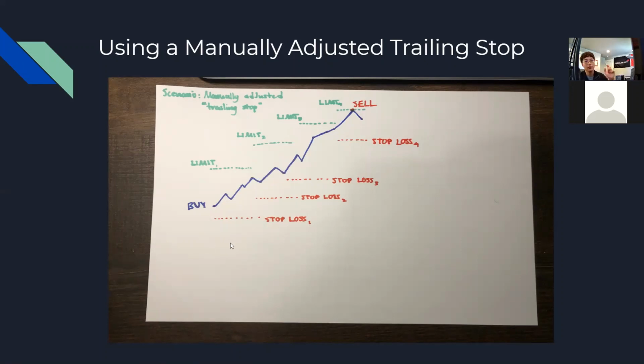So think about if you didn't adjust your orders. If you just kept your stop loss here and your limit here, you would have sold at around here and made approximately half of the profits you would have made with the trailing stop and limit orders. So remember, if you're predicting or seeing a very strong uptrend, you should always use a trailing stop order or stop loss.